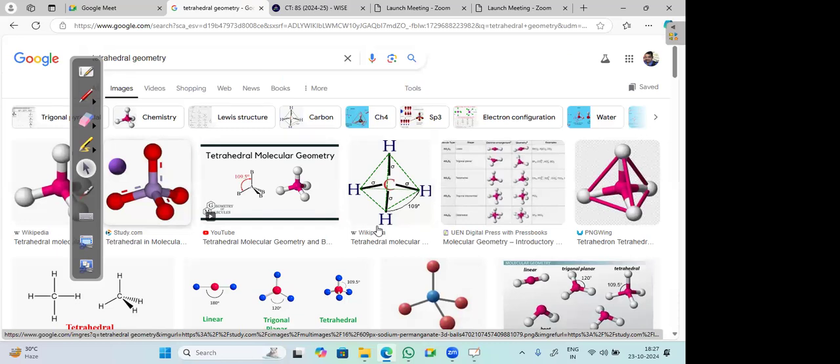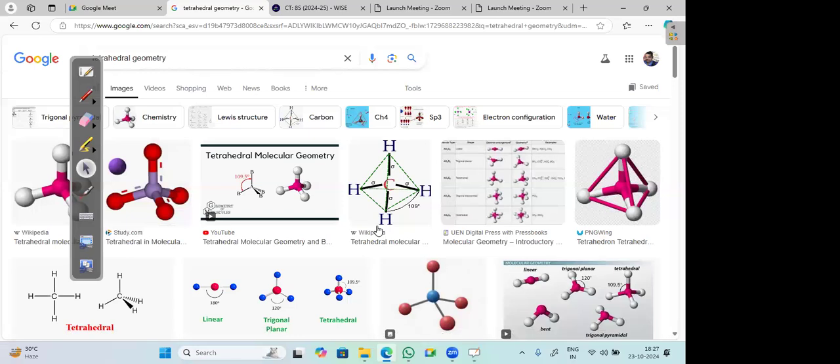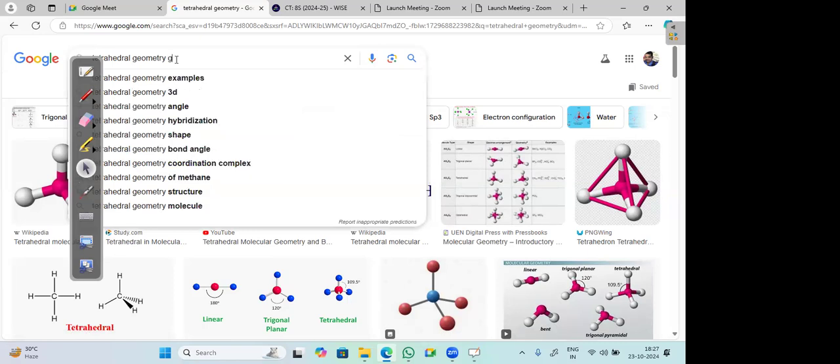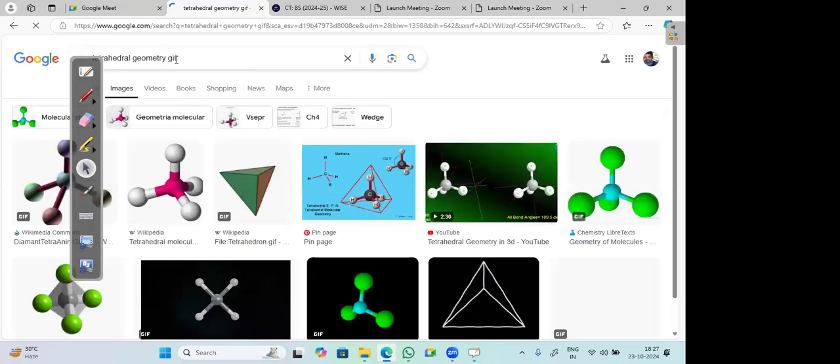And the point is that if you rotate it anyway, at every time the angle between any of the bonds will always be 109.5. This one is away from you, this one is towards you, this one is here. So everywhere the angle between all of them is always 109.5 degrees. I'll just show you one more thing about this. This is tetrahedral geometry.